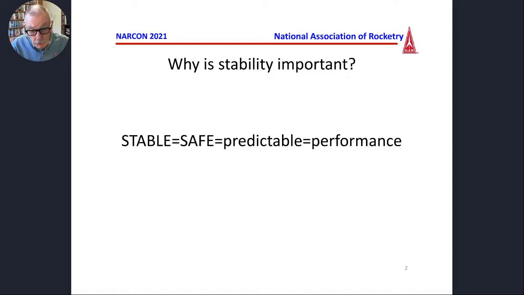And last but not least, it is very important because it provides for good performance. And I'll talk a little bit about that later, tying the two, both safety and predictability, to stability through performance. Stability, of course, is a very basic concept. I'd like to talk a little bit about that.